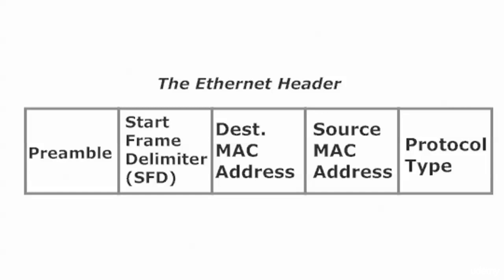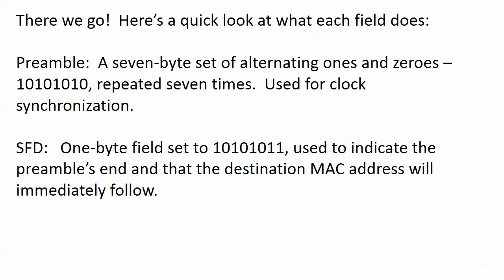That's followed by our layer 2 addresses. First the destination MAC address, and then the source MAC address, and then finally that header ends with a protocol type field. Let's talk about each one of those fields for just a moment. The preamble is a 7-byte set of alternating ones and zeros. That's all it is. 10, 10, 10, 10, repeated 7 times. It's used for clock synchronization. And that's all the detail we're going to go into here, because that's a real nuts and bolts thing. It's way beyond the scope of the exam, but that's what you need to know about the preamble.